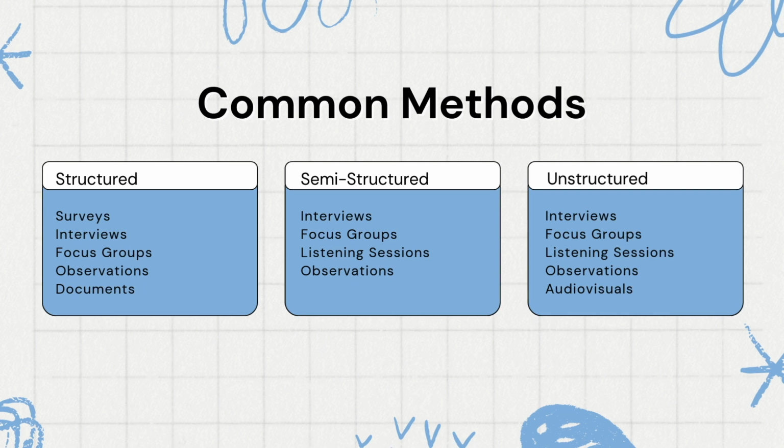Unstructured methods have no predefined set questions or structure. The conversation is usually open-ended, allowing participants to guide and direct the process. These include surveys, interviews, focus groups, listening sessions, observations, and audiovisuals. So let's delve further into these.